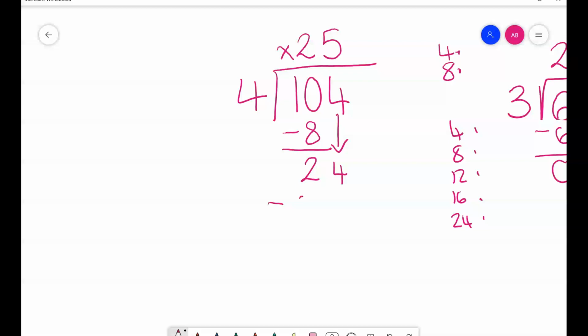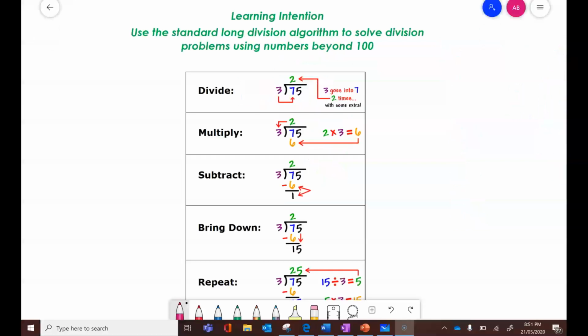Hello mathematicians. Today we are going to be learning how to use the standard division algorithm to solve division problems that have bigger numbers. So far we have used quite small numbers in our division problems. And when we start using larger numbers, it gets a bit tricky to use some of our strategies.